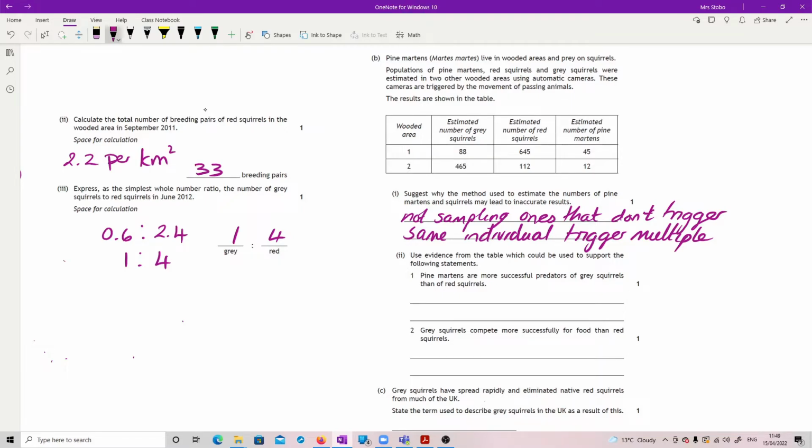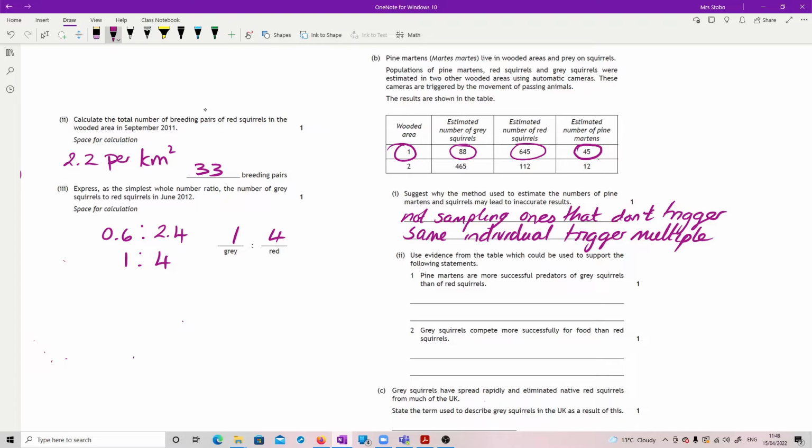Use evidence from the table which could be used to support the following statements. Pine martens are more successful predators of grey than of red. Well, your evidence is really in area 1 here. I have 45 pine martens, so more pine martens, and where there's more pine martens, I have a lot less grey than red. And that's my evidence set. In area 1, with more pine martens, there are a lot fewer grey squirrels than red squirrels.